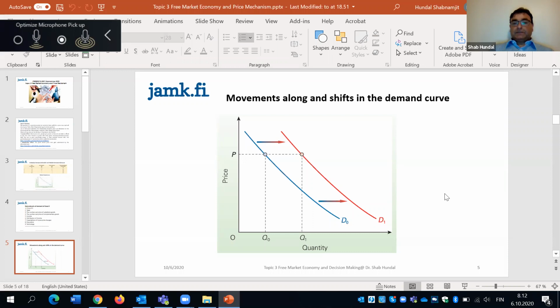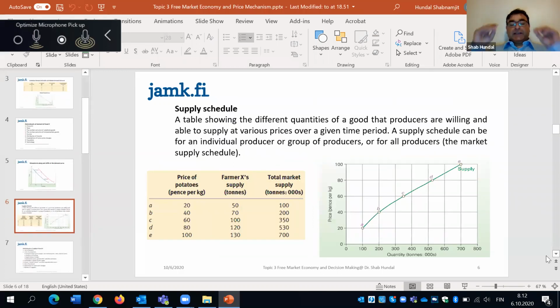I hope it's clear. And then we move on to the supply schedule.